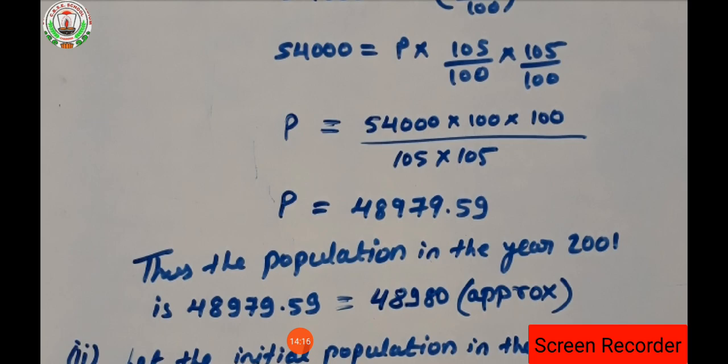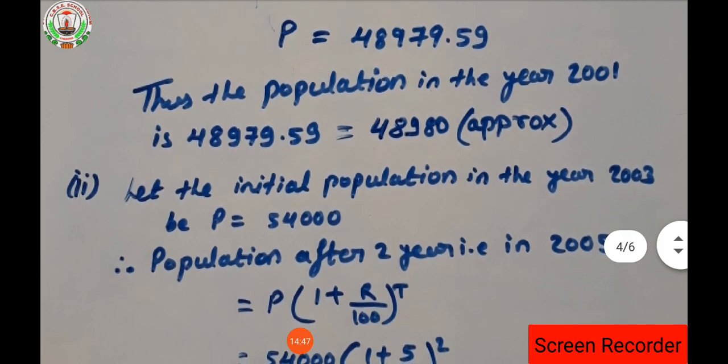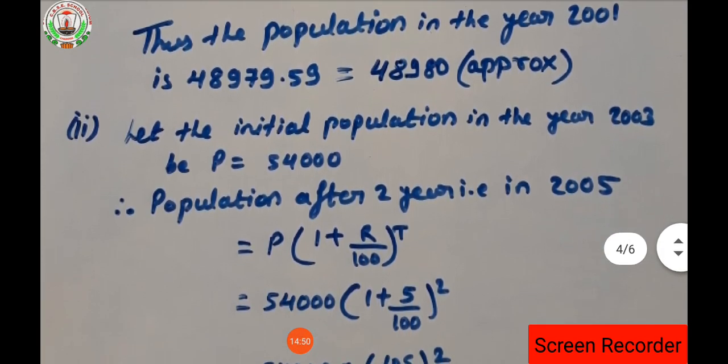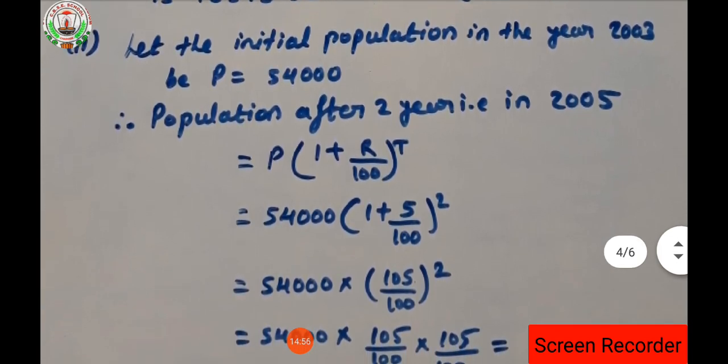That is 48,979.59. Since in this question we are talking about population, and as we know population is never counted in decimals, that's why we take it as approximate. So 48,979.59 will be considered as 48,980. Clear? So what is the population in 2001? That is 48,980.